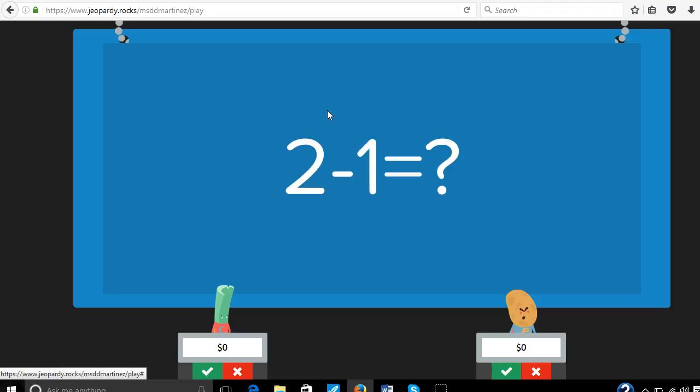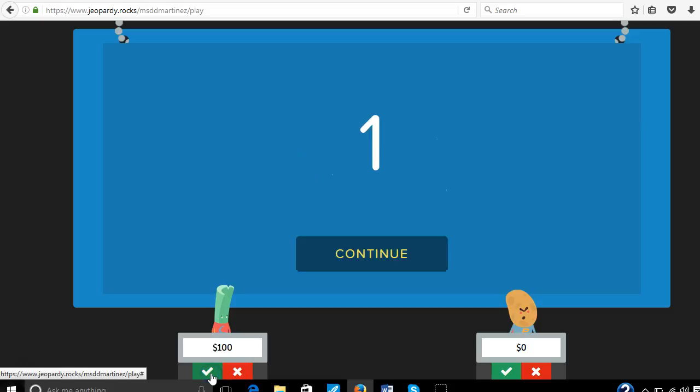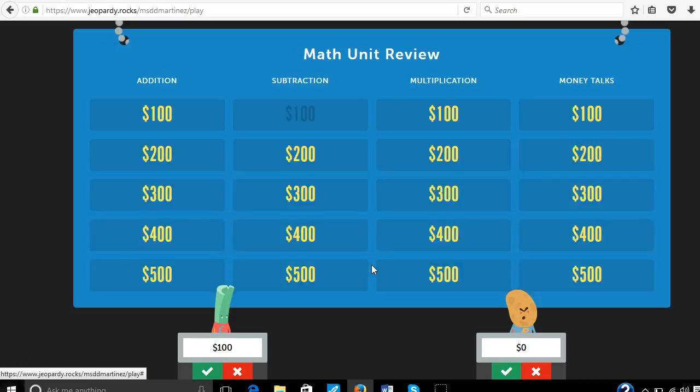So say that the group says, okay, Miss Martinez, the answer to this question is 1. I'm going to click on the green mark here, because the correct answer is 1. See? And there it is, the correct answer. Okay, so that group, again, would pick another subject and amount that they would like to play for. So say they wanted to do addition for 200.